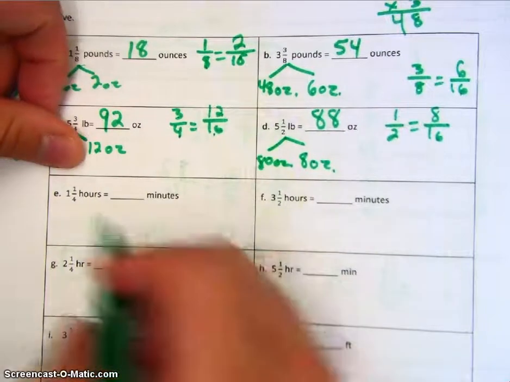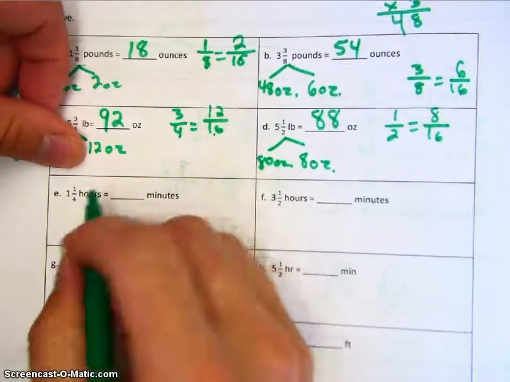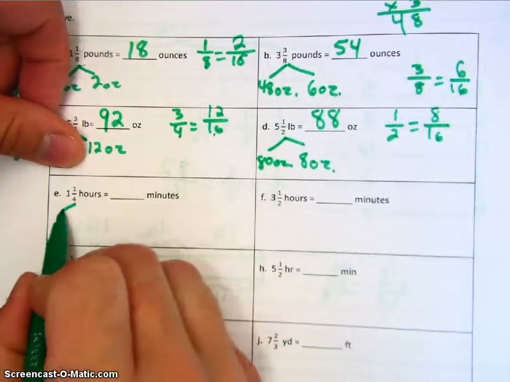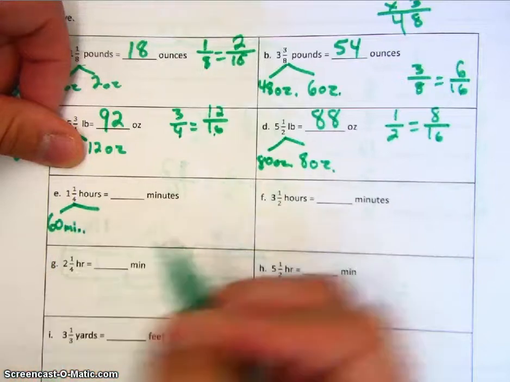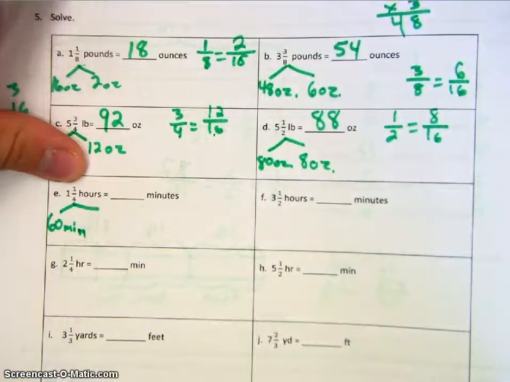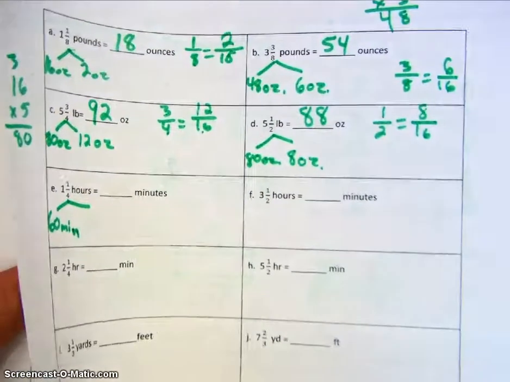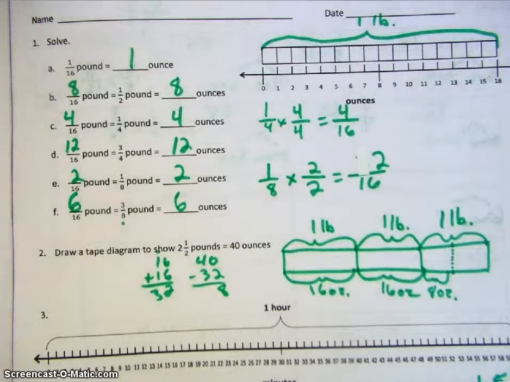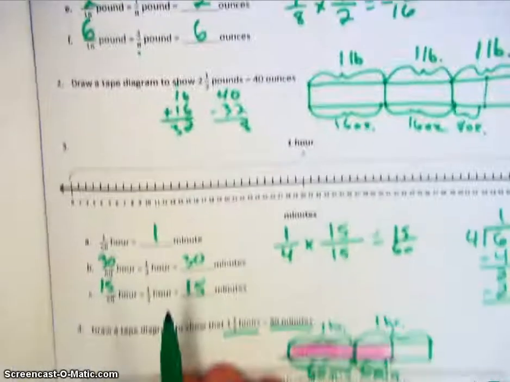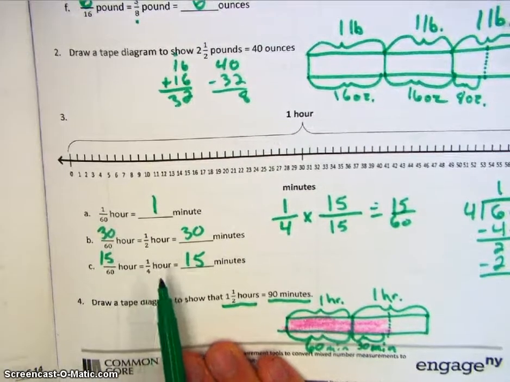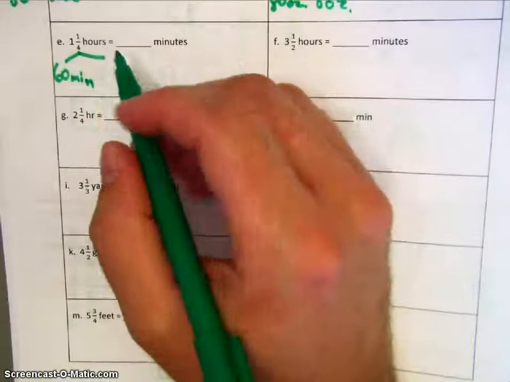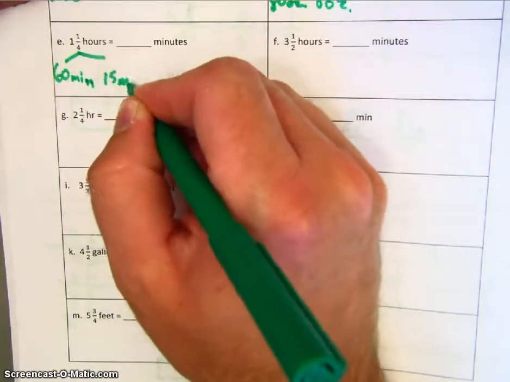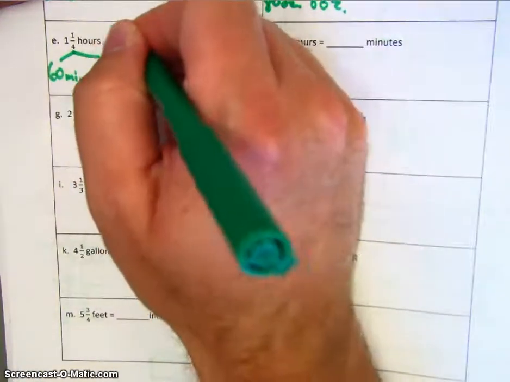Okay. Moving on to letter E, now we switch over to time for a few questions. So we're going from hours to minutes. So 1 hour we know is 60 minutes. So now we need to know 1/4 of an hour. Now, if you think back to what we did on the previous page, we found out that 1/4 of an hour is 15 minutes. So now we can use that knowledge over here in letter E for 15 minutes. Combine those up, we get 75 minutes.